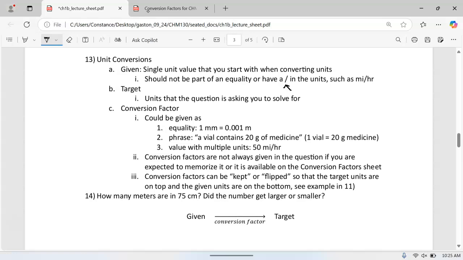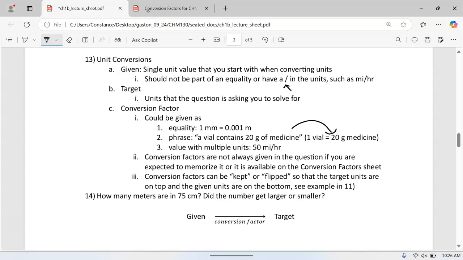The target is going to be what the question is asking for. So what units are your final answer going to be in? And then the conversion factor, that can be presented several different ways. It could be in the form of an equality. It could be in the form of a phrase, so a vial contains 20 grams of medicine. That can be converted back into an equality where you say 1 vial equals 20 grams of medicine.